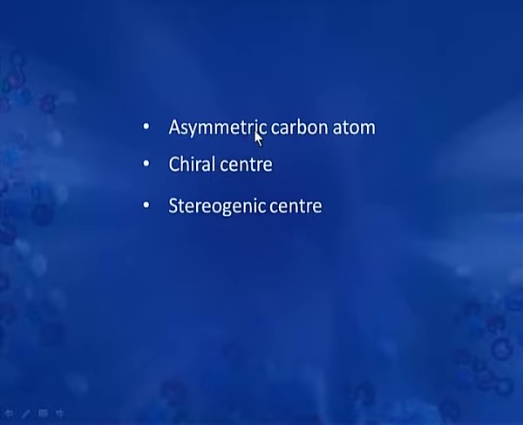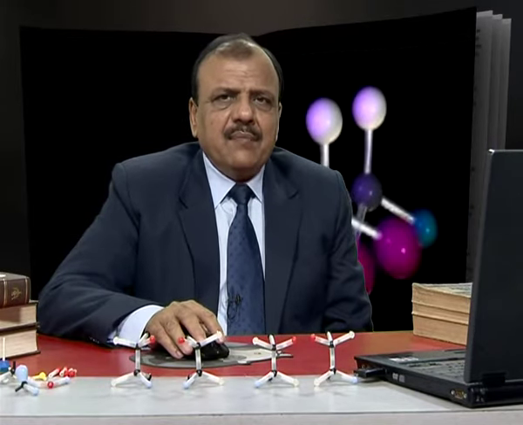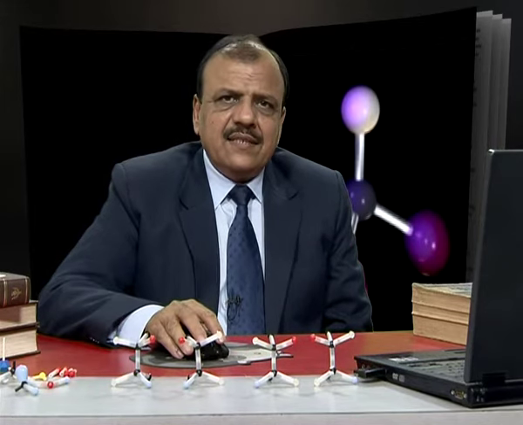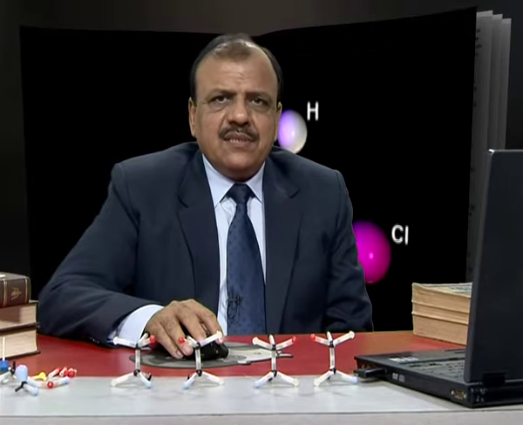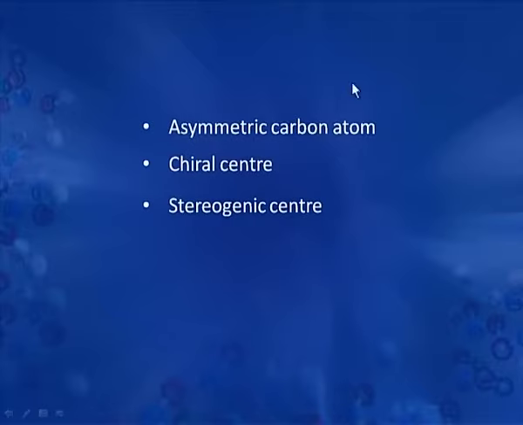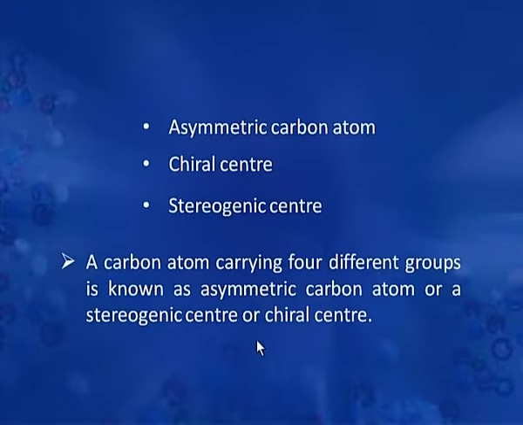Asymmetric carbon atom means a carbon which has 4 different groups attached to it. If such a carbon is present in a molecule, then the molecule becomes chiral and hence it is called a chiral center. Since the stereochemistry is generated in the molecule due to this, it is also called a stereogenic center. So these 3 terms can be defined in one sentence: a carbon atom carrying 4 different groups is known as an asymmetric carbon atom, a stereogenic center or a chiral center.